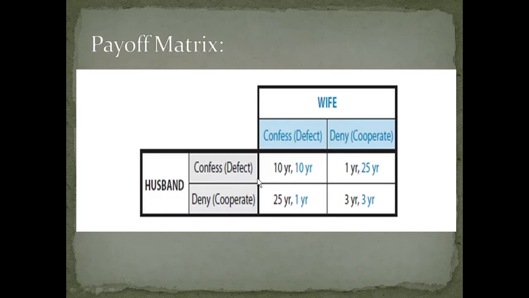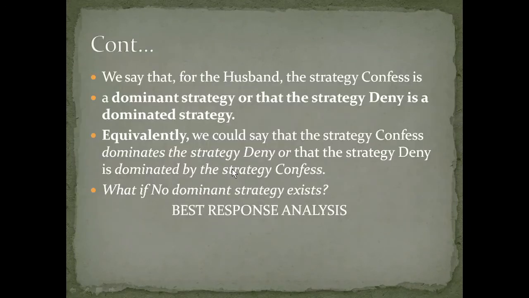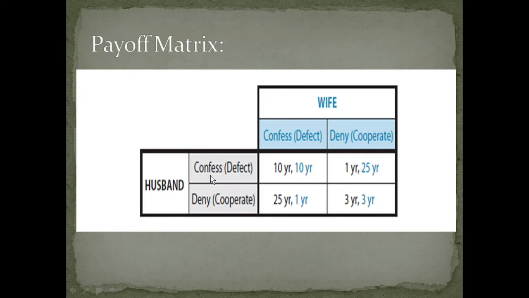Now see, from here we'll understand the concepts called dominant strategy and dominated strategy. We have touched upon it in the previous example, and now we are doing it formally. Let's say the husband confesses irrespective of what the wife is going to do. If the husband is confessing and the wife is confessing, 10-10. If the husband is confessing, and the wife is denying, then the husband is getting 1 year.